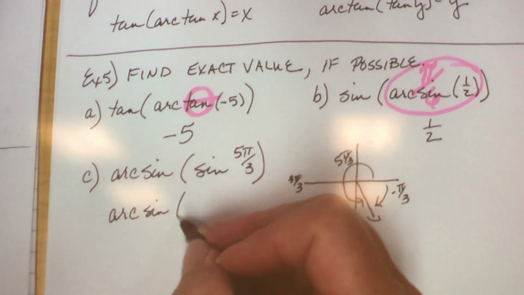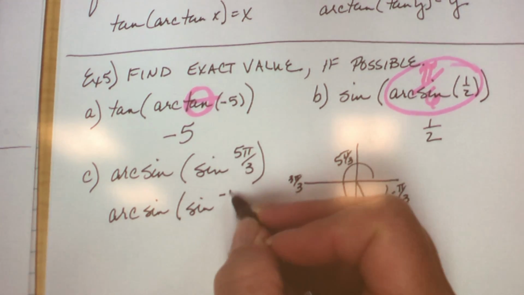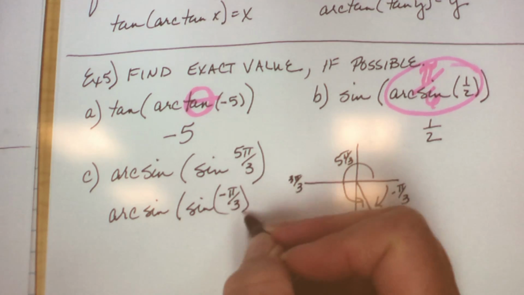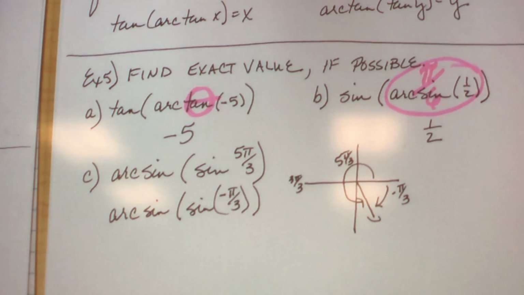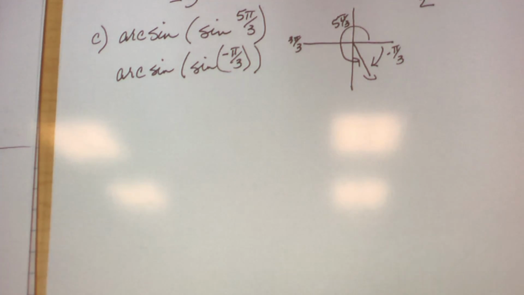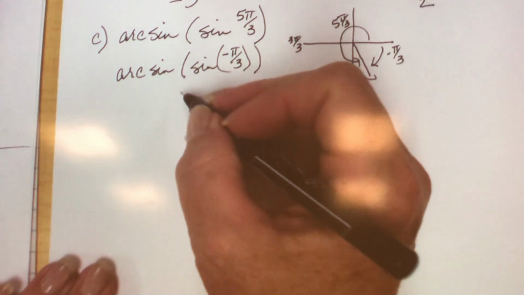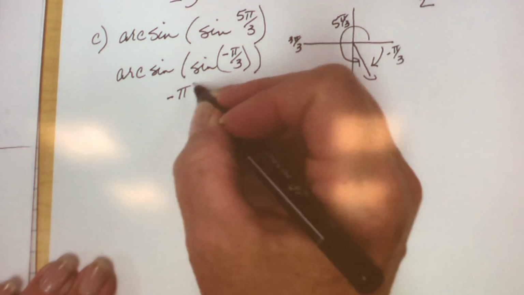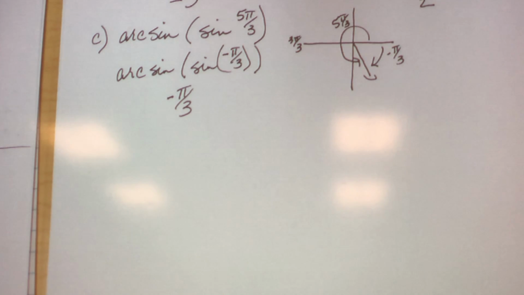Could I write it like this? The arc sine of the sine of negative pi over 3. Is that the same thing? Yes, it is. Now, is it within my constraints? Is pi over 3 within your constraint between negative pi/2 and positive pi/2? Yes. So what's my answer? Negative pi over 3.